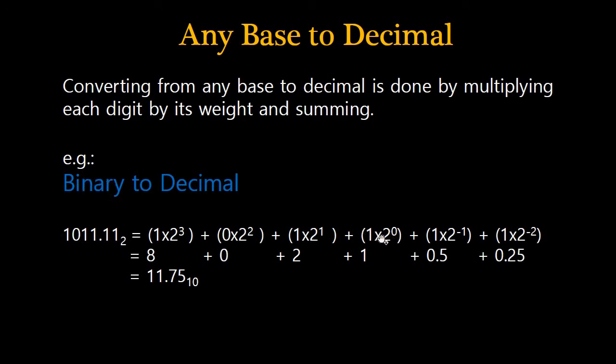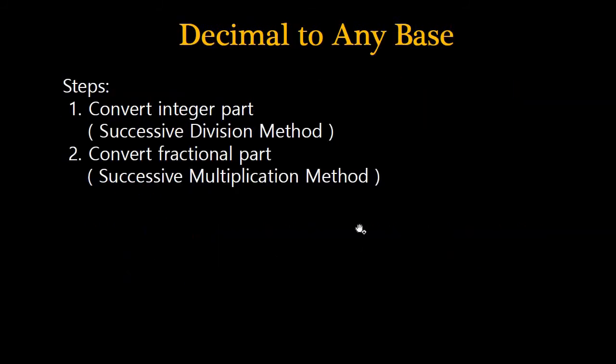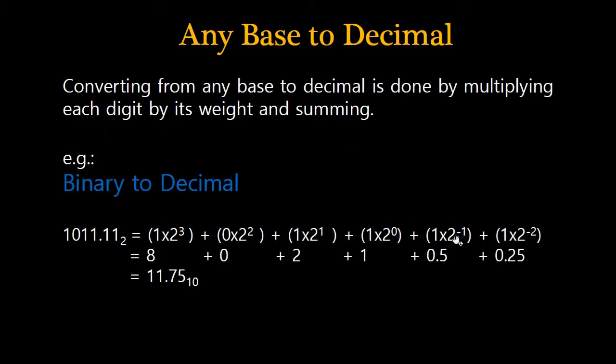So 2 to the power 0 is multiplied by the first digit, that is 1, plus the next 1 is multiplied by 2 to the power 1, then this 0 by 2 to the power 2, and this 1 by 2 to the power 3. And for the fractional part, this one is multiplied by 2 to the power minus 1, and the last one is multiplied by 2 to the power minus 2, and we are summing all these values. So 8 plus 2 plus 1 will be equal to 11, and 0.75, of base 10.